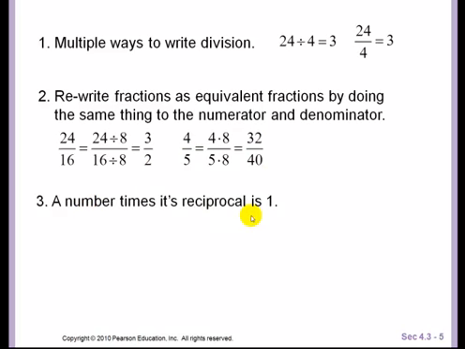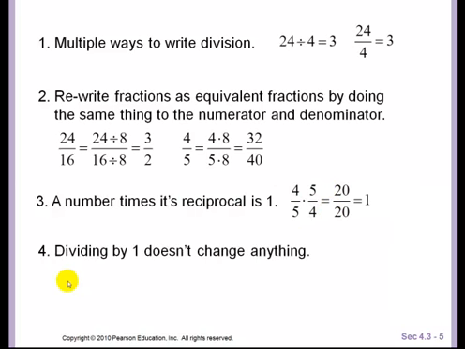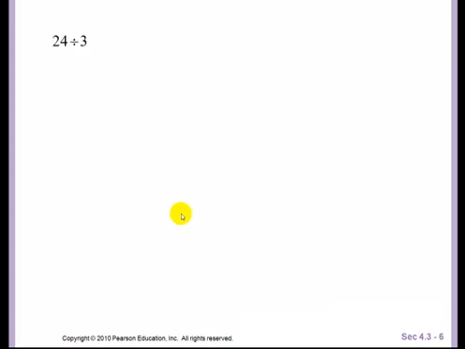A number times its reciprocal is 1. 4/5 times 5/4 is 20 over 20, which is 1. This is the very definition of a reciprocal. And lastly, dividing by 1 doesn't change anything. 5 divided by 1 is 5, or 4/5 divided by 1 is 4/5. Now we're going to put all these facts together to show why that rule works.